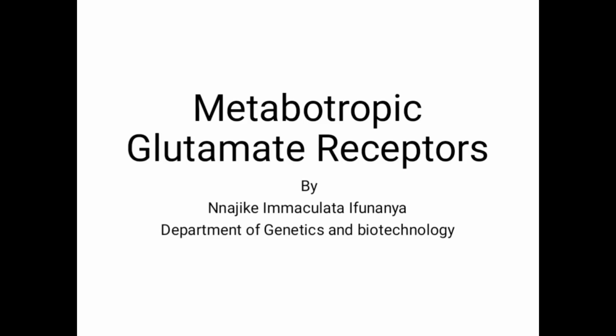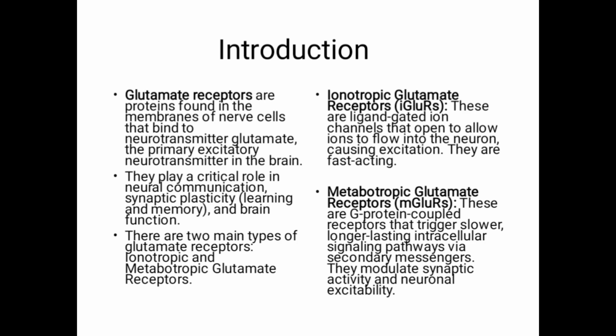I'll be talking on metabotropic glutamate receptors. Firstly, we are going to start with glutamate receptors, which are proteins found in the membrane of nerve cells. They help in neural communication, synaptic plasticity, that's the learning and memory, then brain functions, and so on. Then these glutamate receptors are divided into two, which are the ionotropic and the metabotropic glutamate receptors.